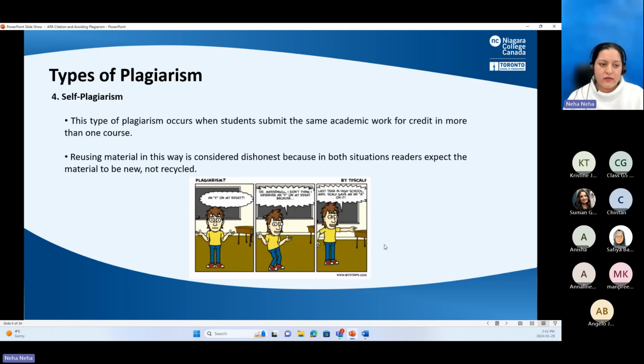The fourth one is self-plagiarism. This type of plagiarism occurs when students submit the same academic work for credit in more than one course. When you reuse your material in this way, it is considered dishonest, because in both situations the reader expects the material to be new and not recycled. Many times it happens in your courses that you study the same subjects or are given the same topic in your assignment, but you can't submit the same assignment in two different courses. Every time it has to be different.